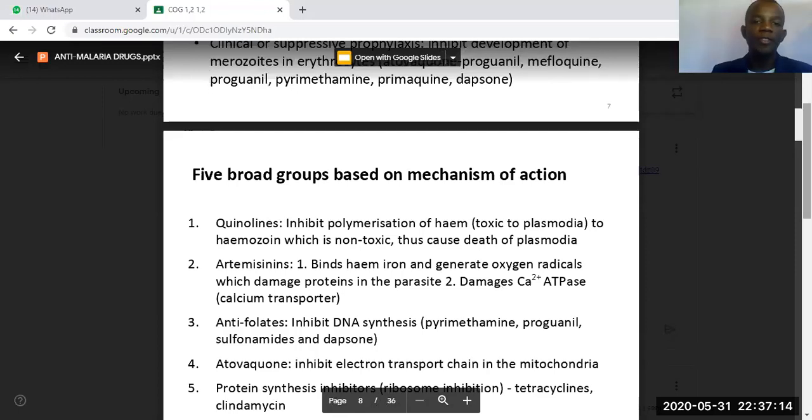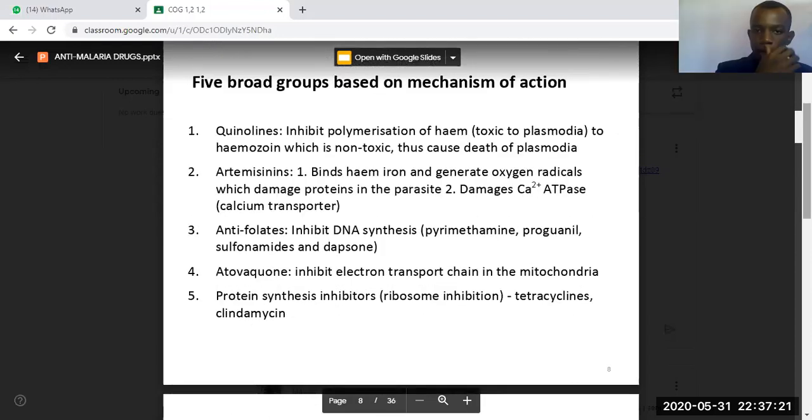Now, 5 broad groups based on the mechanism of action. This is another way in which we can classify these drugs. So we have the quinolones, which is the first group. Quinolones inhibit polymerization of heme, which is toxic to the plasmodium. Okay, so they inhibit polymerization of heme to hemozoin, which is non-toxic, thus causing the death of the plasmodium.